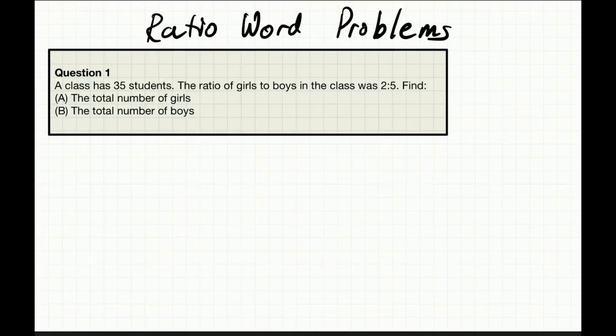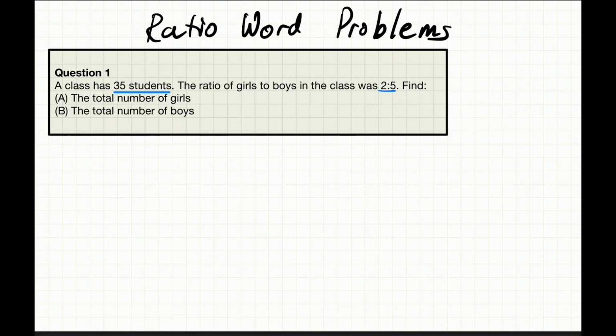In this video, we are going to look at how to solve ratio word problems. So let's get straight into question 1. Here we have a class with 35 students. The ratio of girls to boys in the class was 2 to 5. From this, we need to find the total number of girls and the total number of boys.